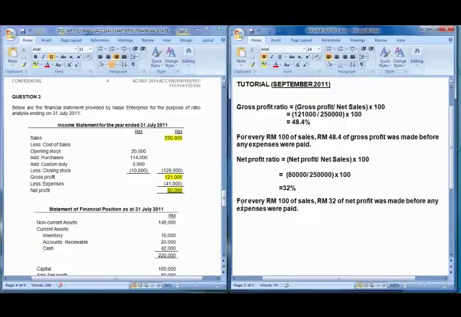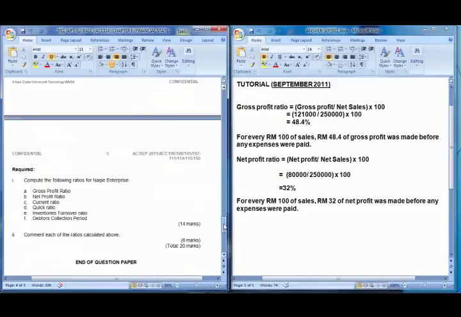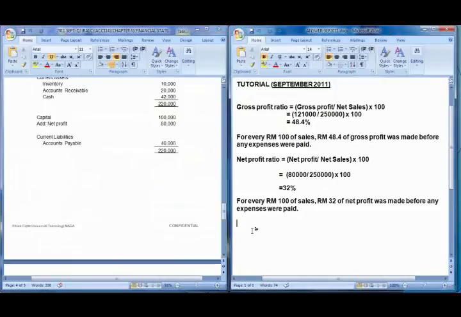Proceed with the current ratio. So the formula for the current ratio is total current asset divided by total current liabilities. Okay class, here I use the short form CA for the current asset, and I will use CL as the short form for the current liabilities.